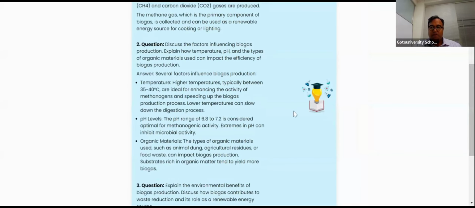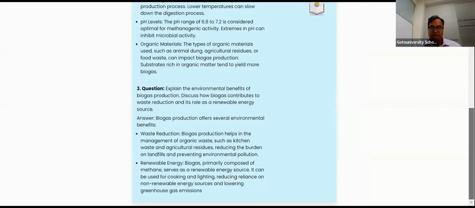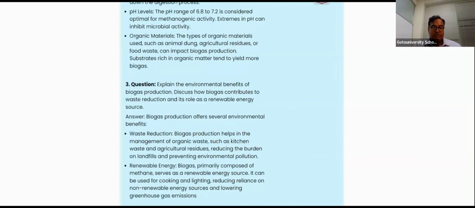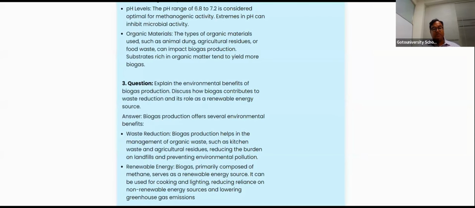Now, entering into explaining the environmental benefits of biogas production, discuss how biogas contributes to waste reduction and its role as a renewable source. One is waste reduction. Here all the organic waste coming from the kitchen would otherwise be used for waste dumping. Instead of that, we can collect this waste and use it for biogas production. Then renewable energy: biogas, primarily composed of methane, serves as a renewable energy source. It can be used for cooking and lighting. That is the basic information we need to understand.